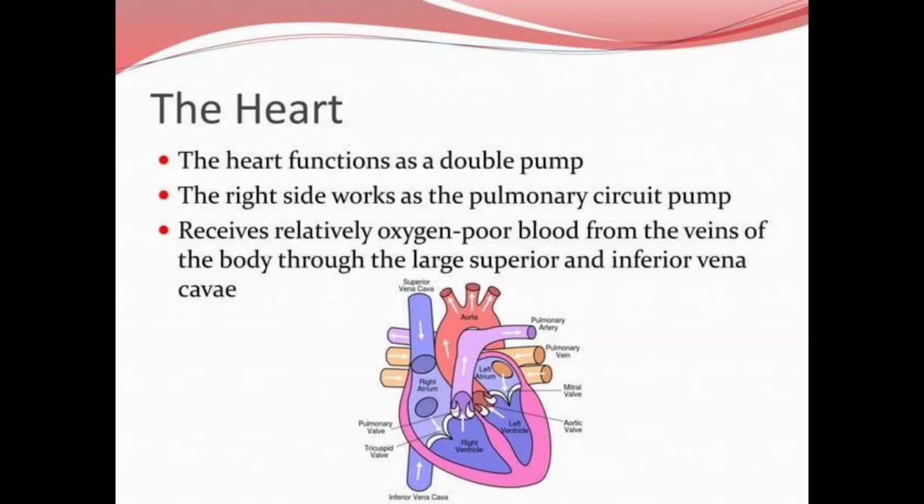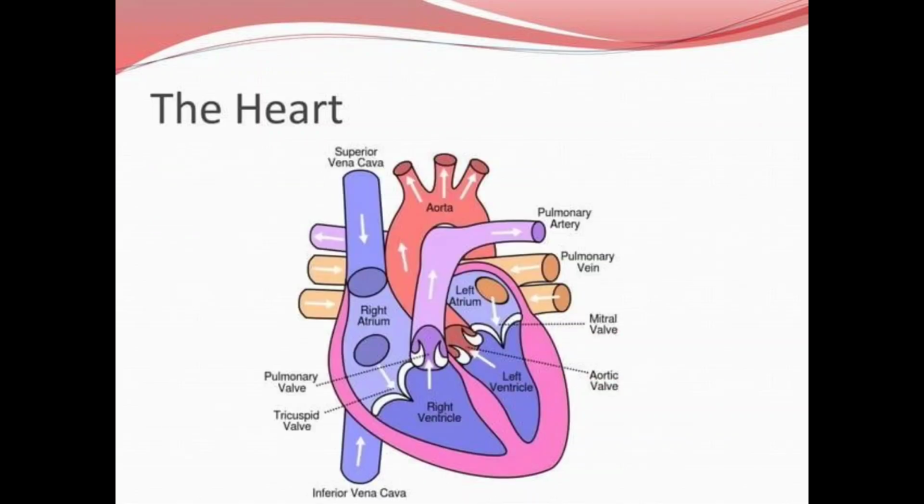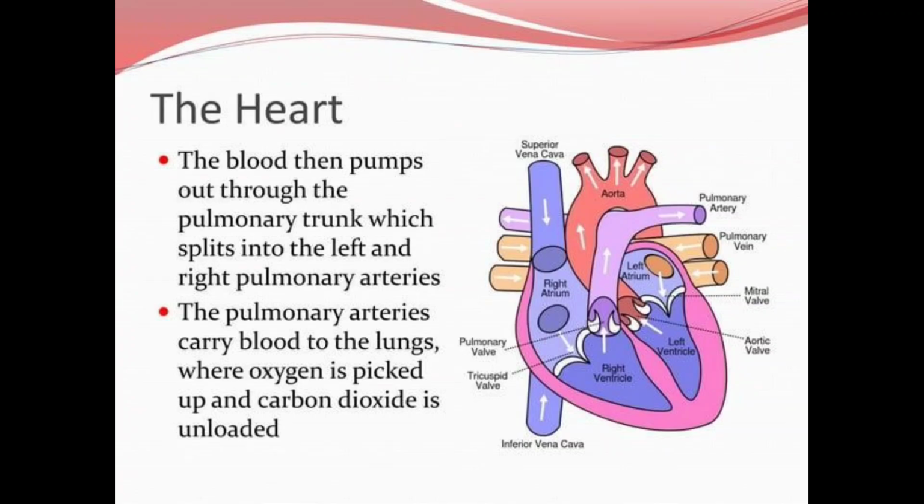The heart functions as a double pump। तो double pump function is, the right side works as the pulmonary circuit pump, receiving oxygen-poor blood from the veins of the body through the large superior and inferior vena cava। तो यहाँ जो blood है right ventricle के अंदर है, वो atria से होता हुआ ventricle तक आता है। तो इसमें superior vena cava, inferior vena cava releasing the blood in this portion, so this is deoxygenated blood overall। This is the structure of the heart.